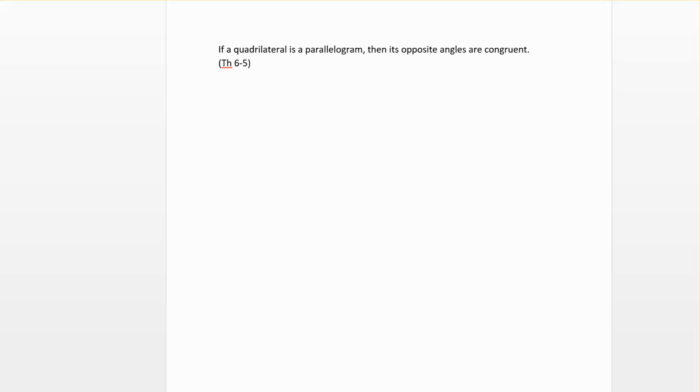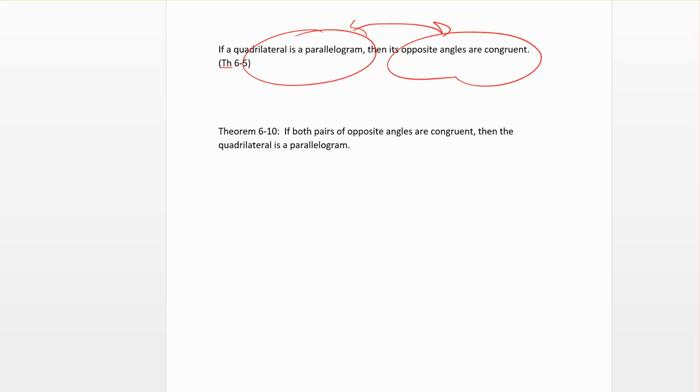Theorem 6.5 from the other day said if a quadrilateral is a parallelogram, then its opposite angles are congruent. Theorem 6.10 says that if both pairs of opposite angles are congruent, then it's a parallelogram. So we're going to basically take our hypothesis and our conclusion, and we're going to swap them to get theorem 6.10. If both pairs of opposite angles are congruent, then the quadrilateral is a parallelogram.